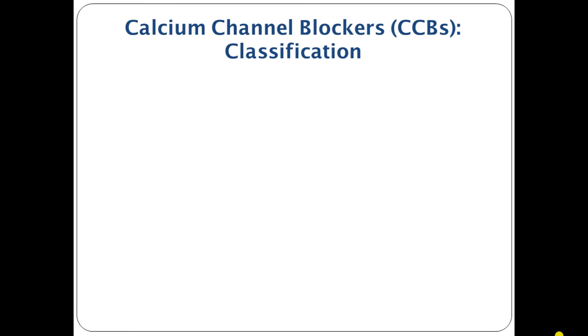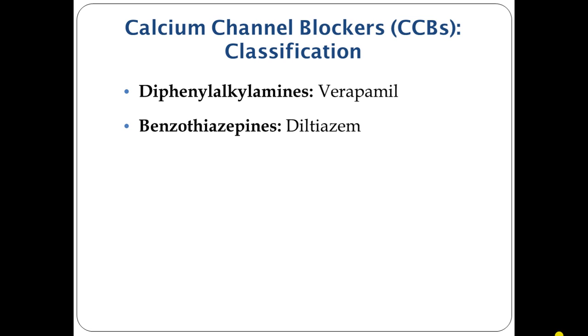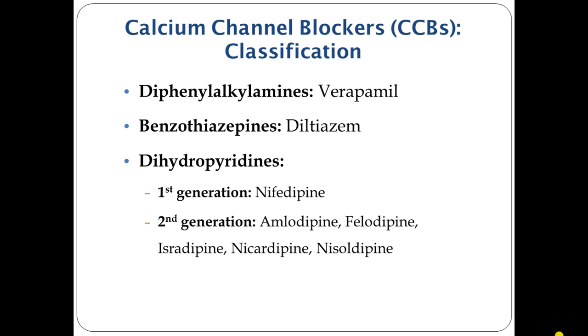Now we come to the actual pharmacological classification of calcium channel blockers, also known as CCBs. First chemical classification is diphenylalkylamine group, that includes verapamil, benzothiazepine group, that includes diltiazem, and dihydropyridine, of which first generation dihydropyridine is nifedipine and second generation are amlodipine, felodipine, isradipine, nicardipine, nisoldipine and many more are there in the market.